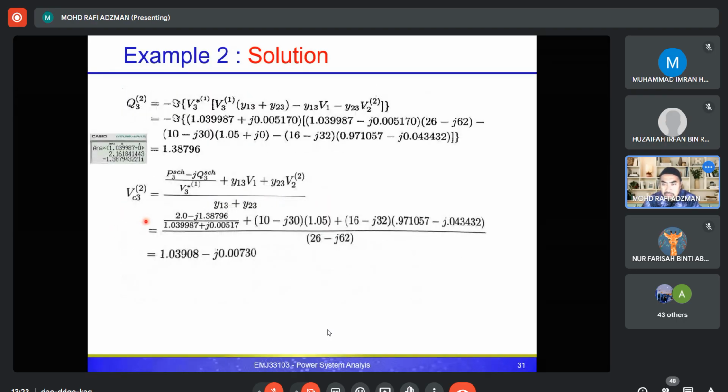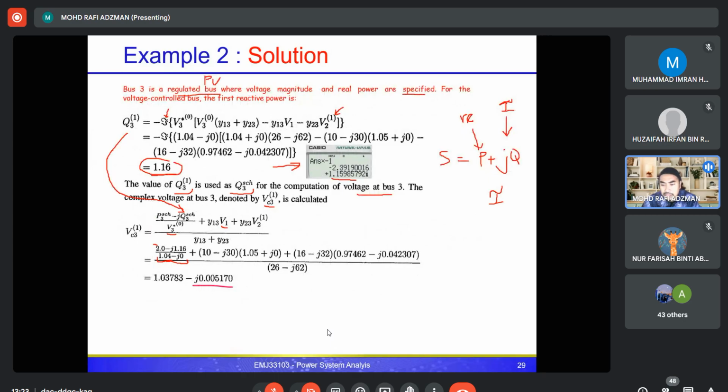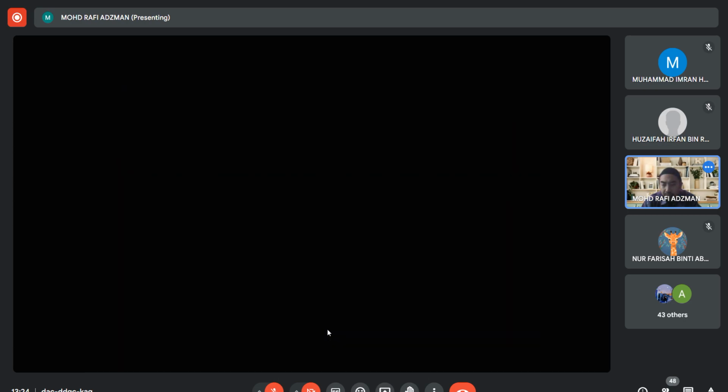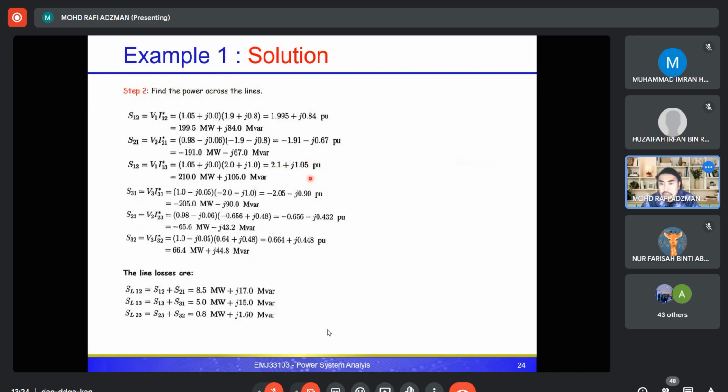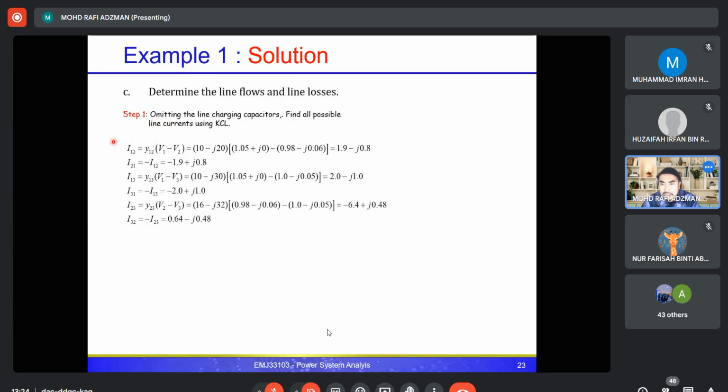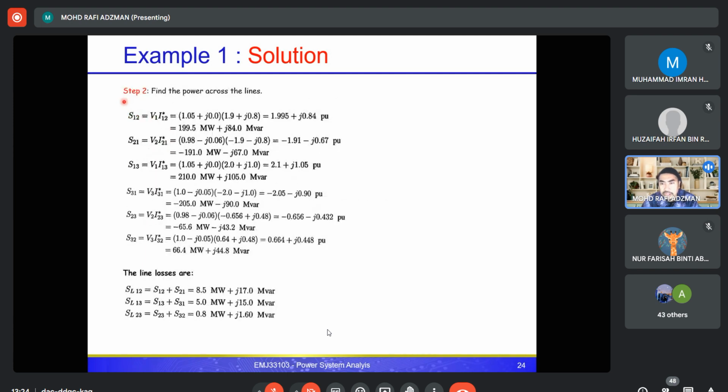Once you get the current, you multiply with the voltage, then you find your S. Like example 1. So you have to find I12, then you get S. So you find the current first. Get the currents, multiply with the voltage, you get S12. Okay.